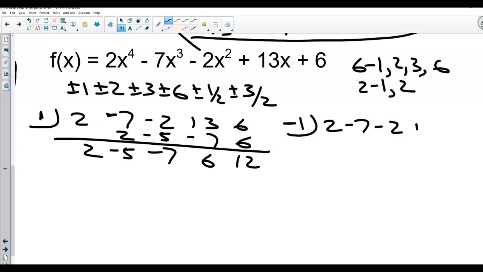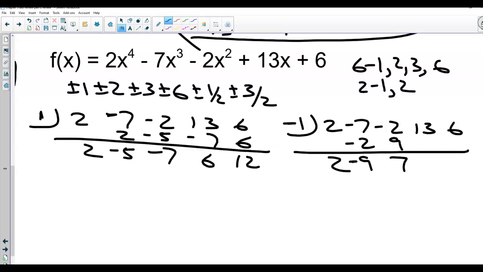Now let's try it with negative 1. 2, negative 7, negative 2, 13, and 6. Drop the 2, we get a negative 2, negative 9. Negative 9 times a negative 1 is 9. We get 7. 7 times a negative 1 is a negative 7. 13 and negative 7 is 6. 6 times negative 1 is negative 6. There's your 0.